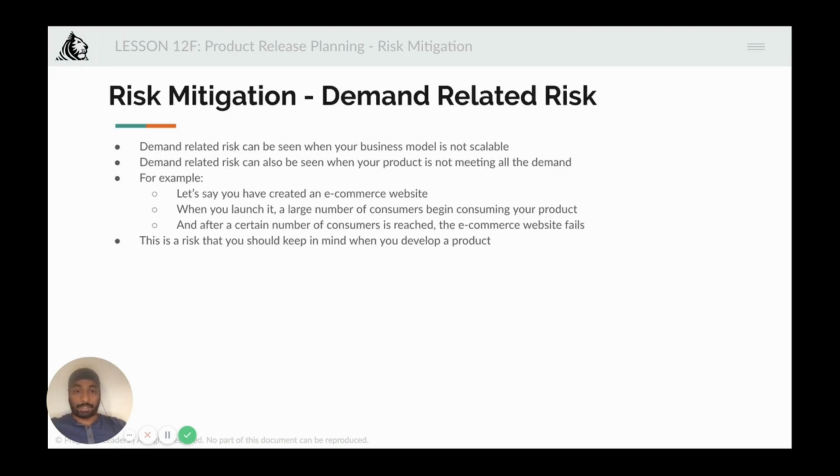Lastly, the demand related risk. Some people call it a good problem to have, which is you got so much demand that your site crashed or the product ran out immediately, right? Now there are various ways to mitigate this, and in a way, yes, it's a good problem to have, but it will stay a good problem only for a small period of time.